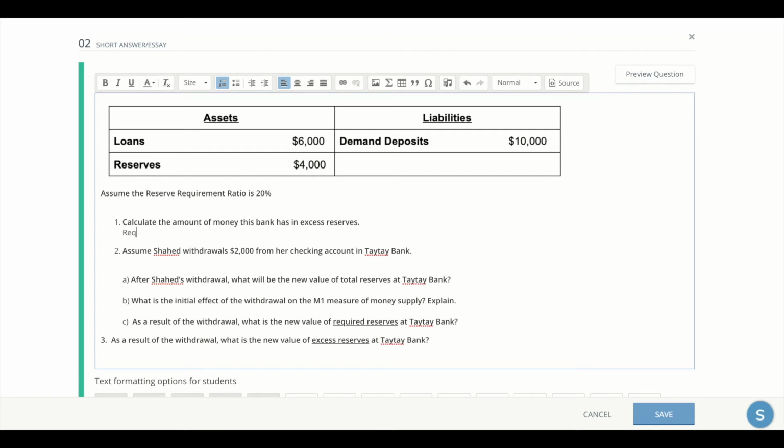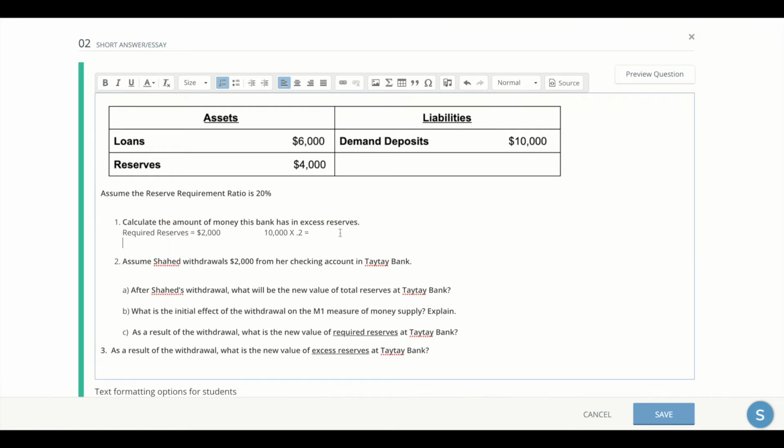So first, we need to figure out what required reserves are. All right, required reserves are going to be equal to 10,000 times 20%. So 10,000 times 0.2. And that is going to equal $2,000. So we have $2,000 in required reserves at this bank.